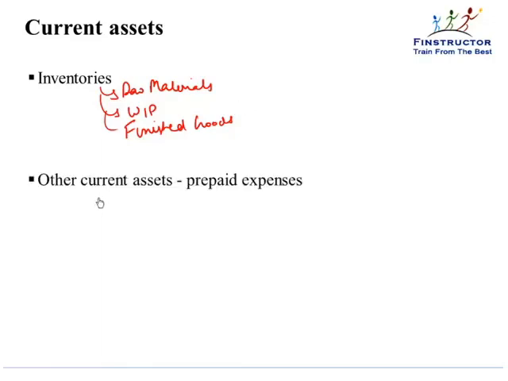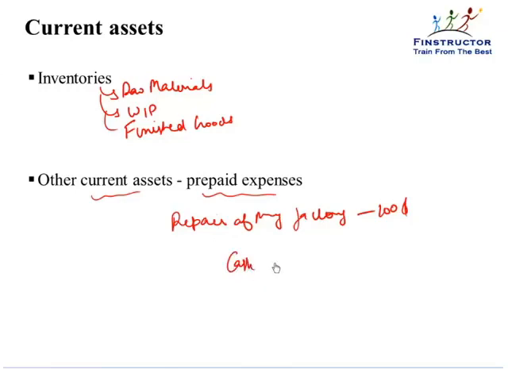There can be certain other current assets also, for example, a prepaid expense. So I've already paid for the repair of my factory a cash of $100. However, the factory hasn't yet been repaired. As on the balance sheet date, today when I'm making the balance sheet, the money has already been given out, but nobody has come to repair my factory.